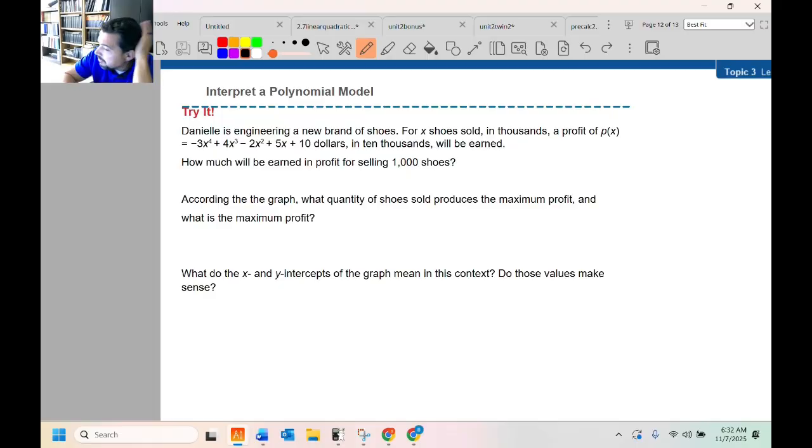Danielle is engineering a new brand of shoes. For x shoes sold in thousands, a profit P of x is given as negative 3x to the fourth plus 4x cubed minus 2x squared plus 5x plus 10, in $10,000s, will be earned. How much will be earned in profit for selling 1,000 shoes?